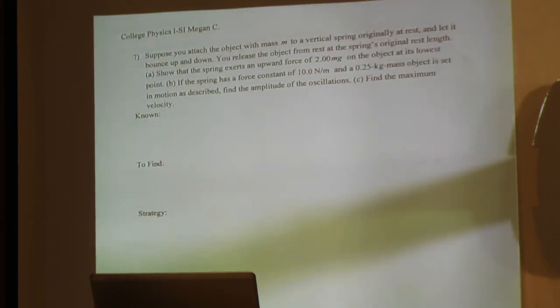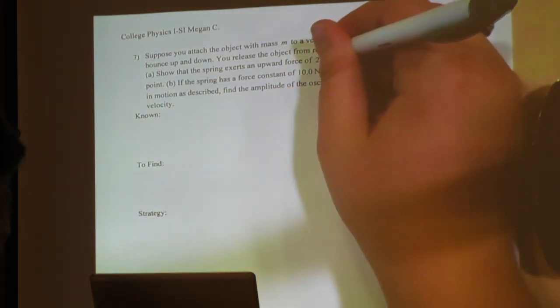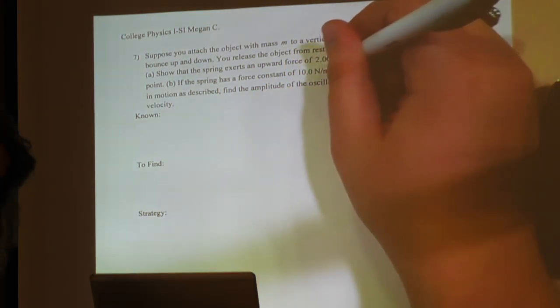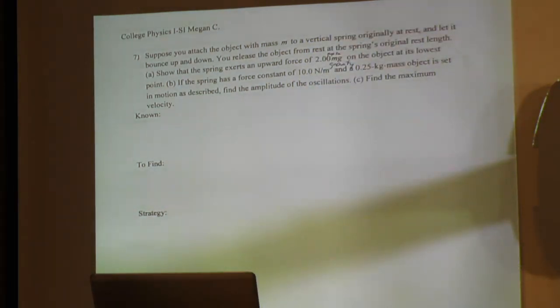So suppose you attach the object with mass m to a vertical spring originally at rest and let it bounce up and down. You release the object from rest at the spring's original rest length. Show that the spring exerts an upward force of 2mg, so this is actually mass times gravity. That was why I picked this, because it was kind of a weird problem. So 2mg on the object at its lowest point. The spring has a force constant of 10 newtons per meter, and a 0.25 kilogram mass object is in motion as described. Find the amplitude of the oscillations and then find the maximum velocity.